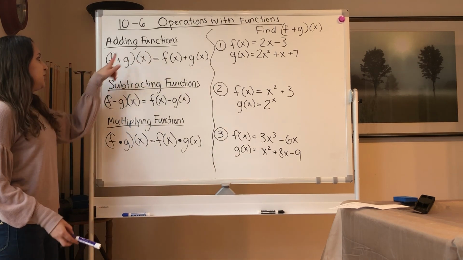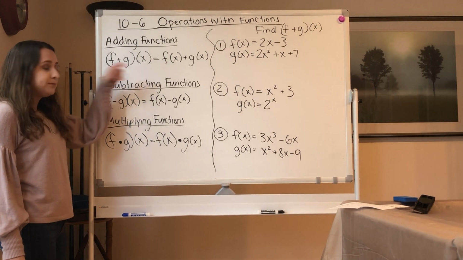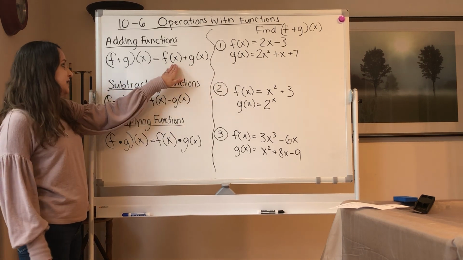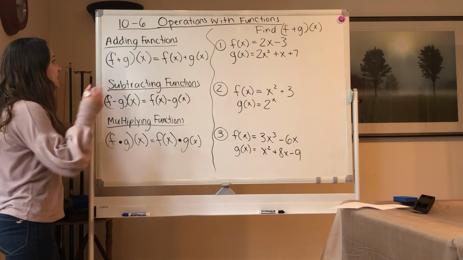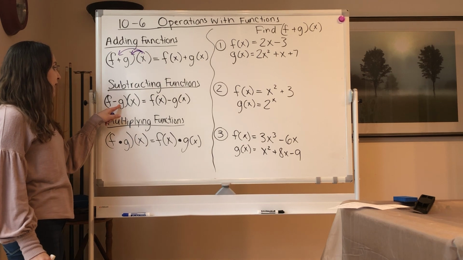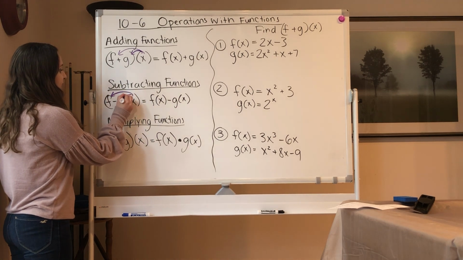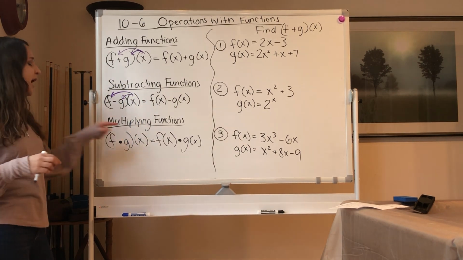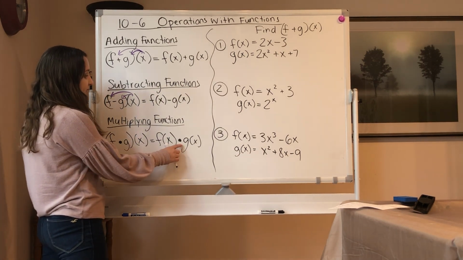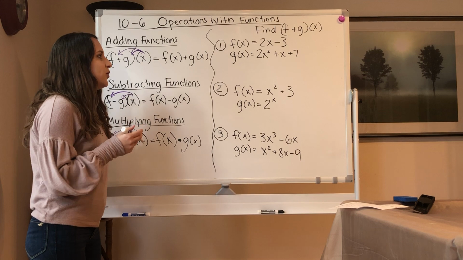If you're adding functions, if you have something like f plus g of x, that is the same thing as f of x plus g of x. So you can expand it out into f of x plus g of x. Really what's happening here is this x is distributing to both of these things. This f minus g of x is the same thing as f of x minus g of x because this x is once again distributing to both of these things. And with multiplying functions, f times g of x is the same thing as f of x times g of x because it's distributing to both of these things. That's just the notation.